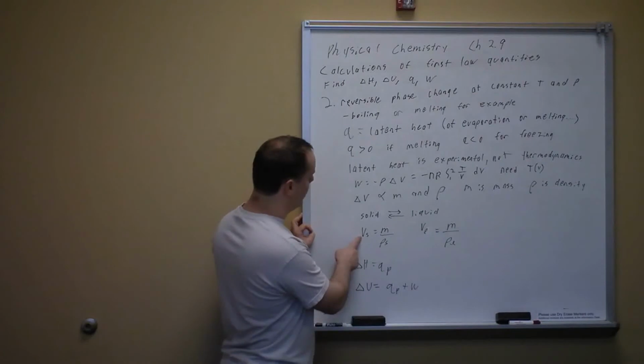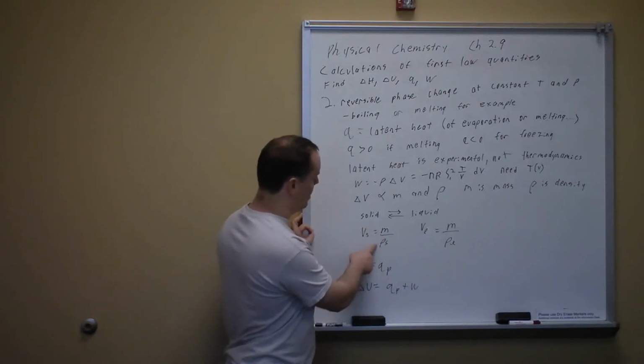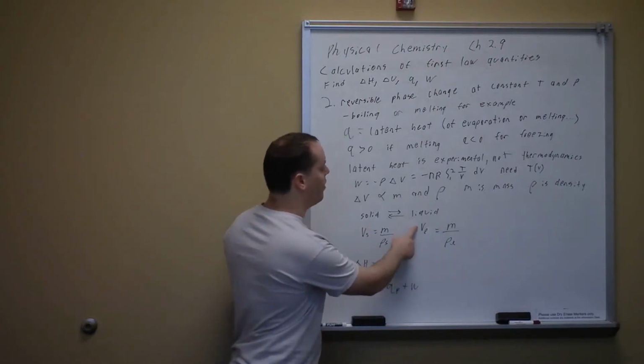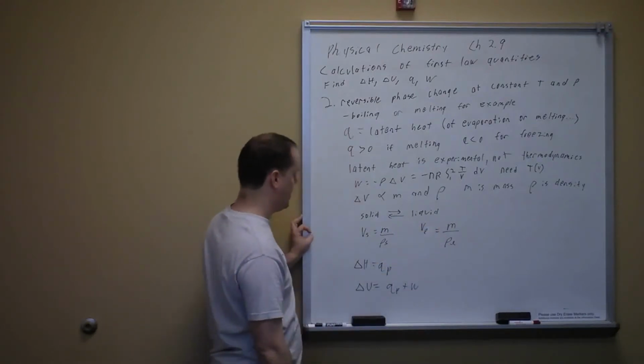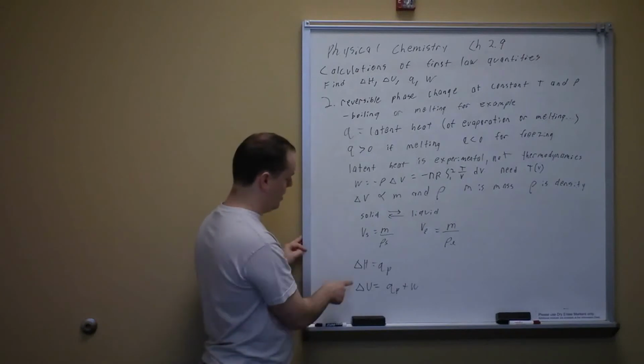So the volume of the solid is just the mass divided by the density of the solid. And likewise, the volume of the liquid is just the mass divided by the density of the liquid. That's going to be for your extensive quantities.